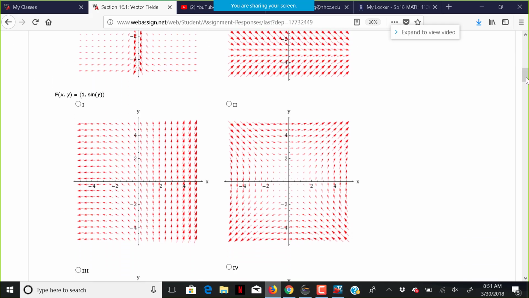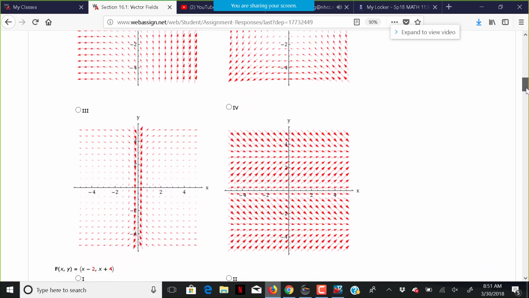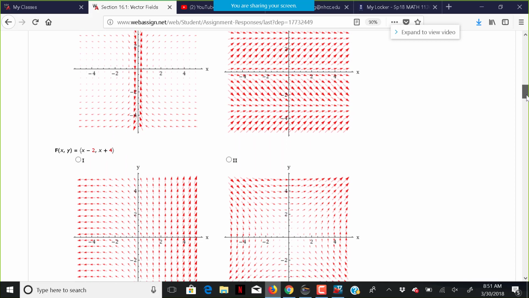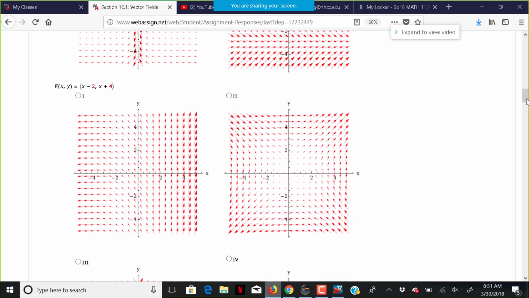Okay, then 1 comma sine y, all of the vectors have to be pointing to the right, right? If the first component is 1, so you can automatically rule out some of those. This one, there's no y in either component. So that means it doesn't matter how high or how low you go. Like if you pick an x value, you'll get a vector, and then all of the vectors above and below that should look the same.